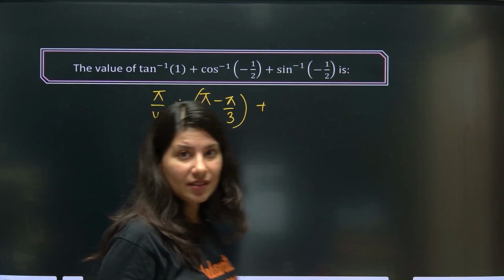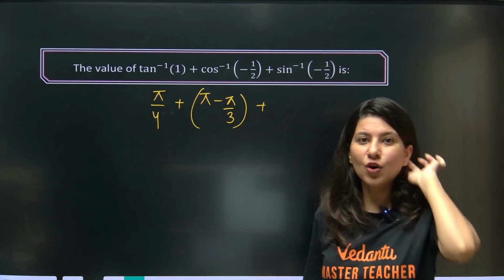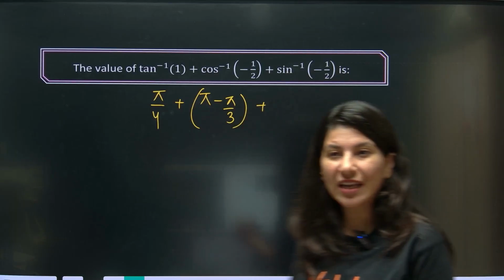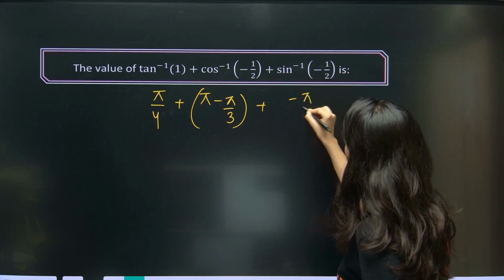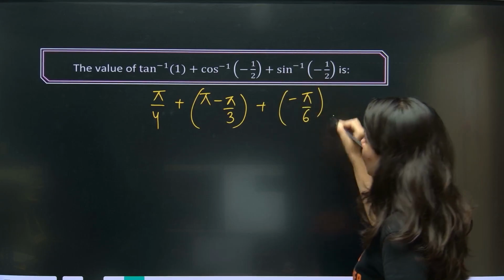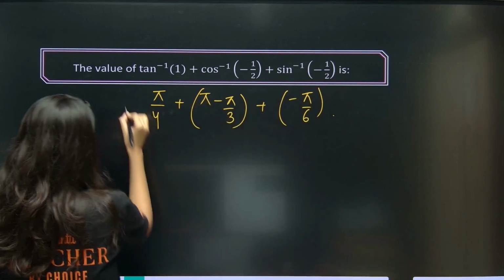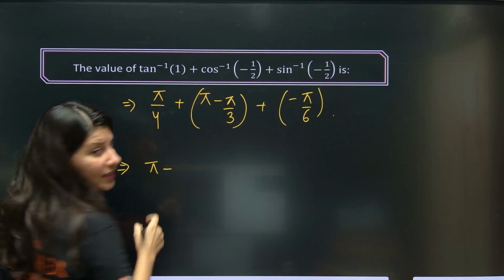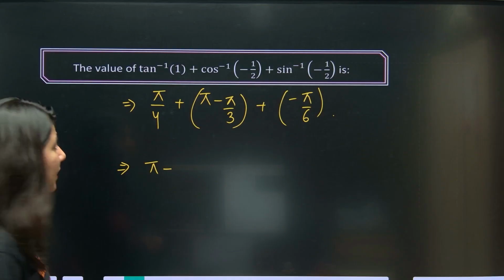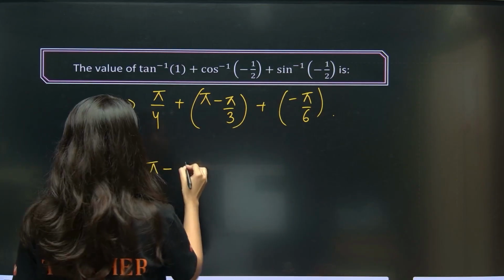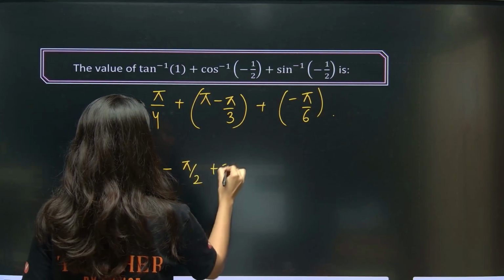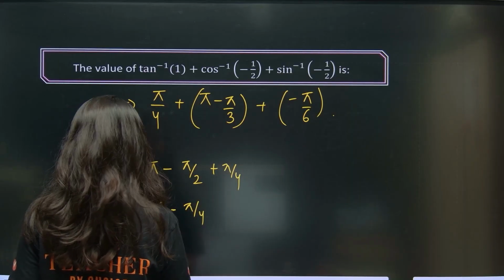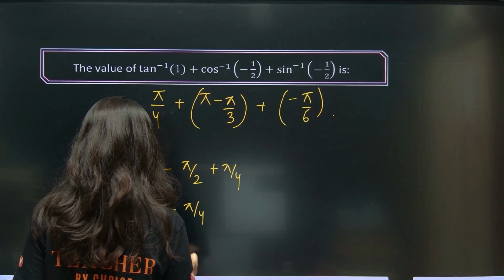And sin inverse minus half. So sin inverse half, tell me what? Ma'am, sin inverse half is 30 degree, pi by 6. Sin inverse minus half will be minus pi by 6. Okay, so now what it is going to give you is pi minus, solve it. Pi minus pi by 3 minus pi by 6 is pi by 2, and this is pi by 4. So now pi minus pi by 4, 3 pi by 4.